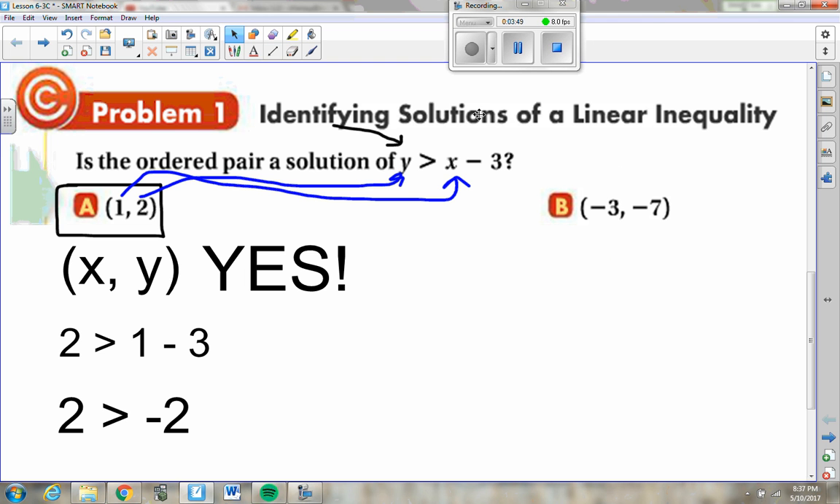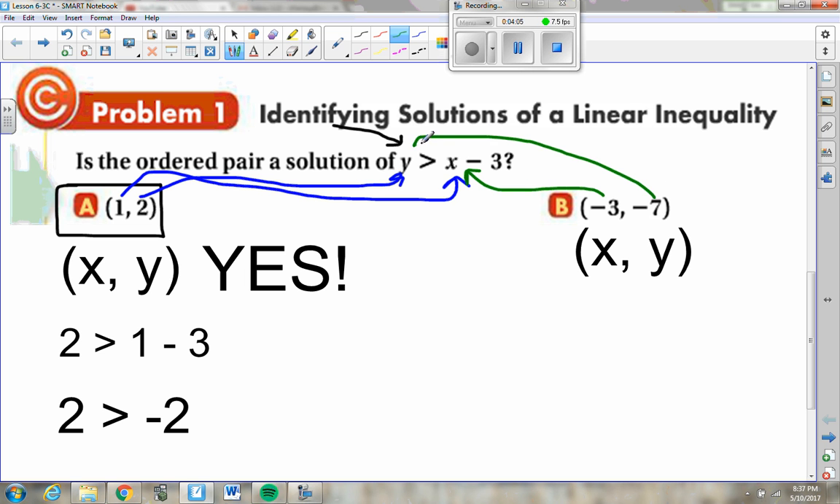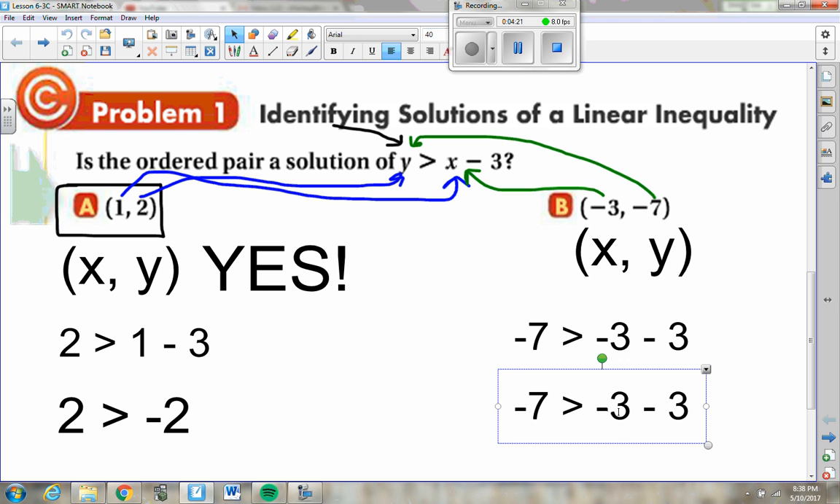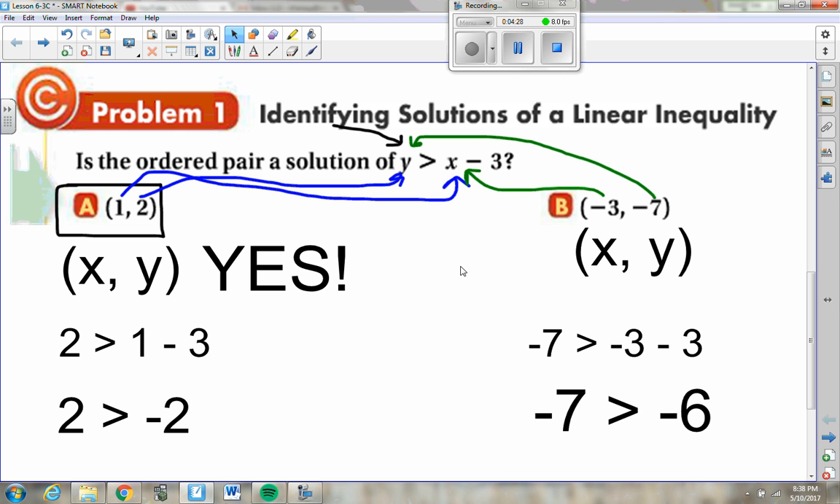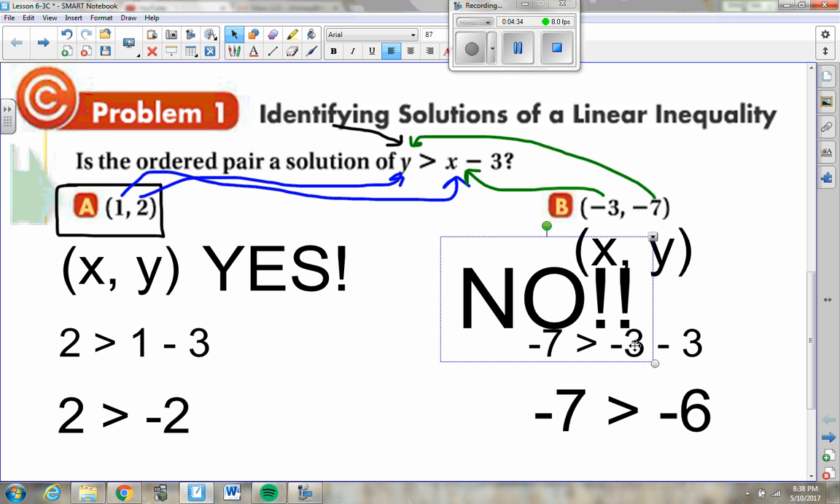If we look at the other coordinate point here, we have negative 3, negative 7. Again, that's x and then y. So we're going to put negative 3 in where the x is, and negative 7 in for y. That says negative 7 is greater than negative 3, take away 3 more. And the question is, is that true? Well, negative 3 take away 3 more gives me negative 6 if I go down 3 more. Is negative 7 bigger than negative 6? Well, positive 7 is bigger than positive 6, but negative 7 is not bigger than negative 6. The answer there is absolutely no.